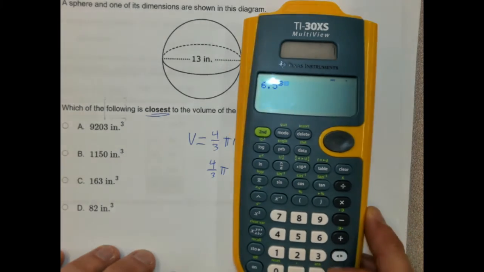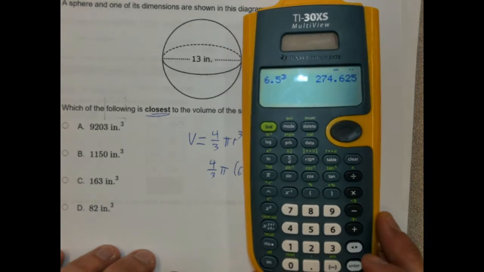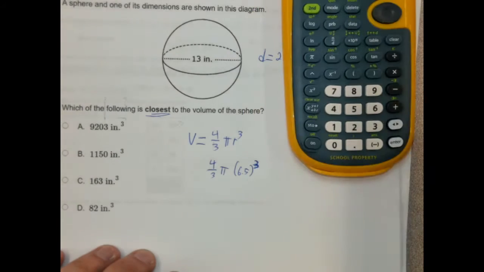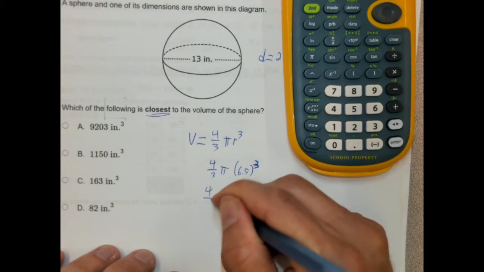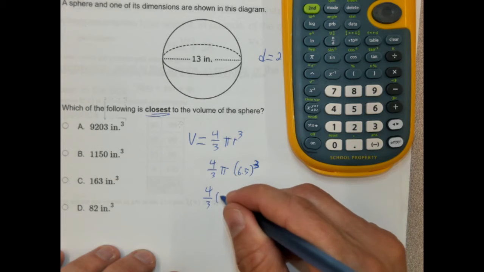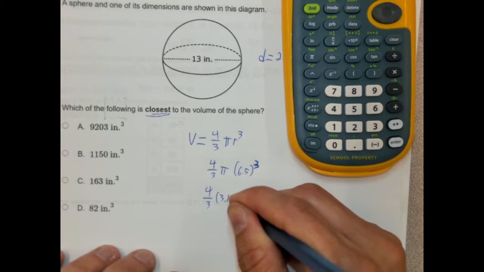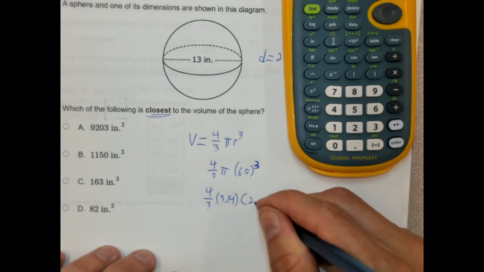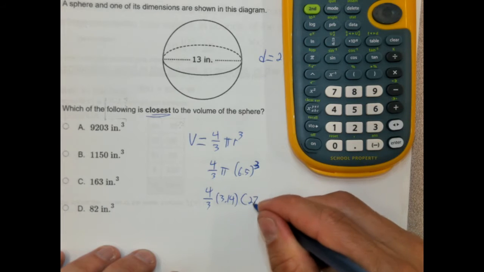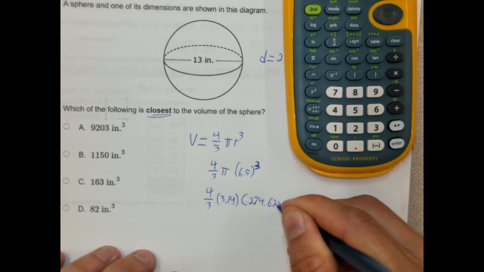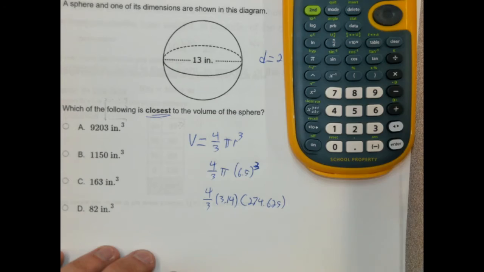All right, you all see that? And that gives us this value right here. So we're going to get 4/3 times, I guess we're going to estimate that, times 274.625 thousandths. Now we just simplify this.